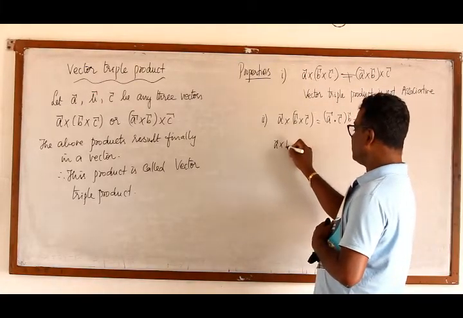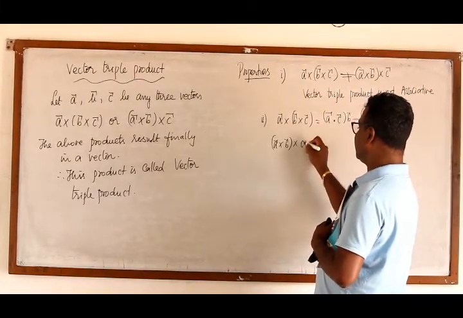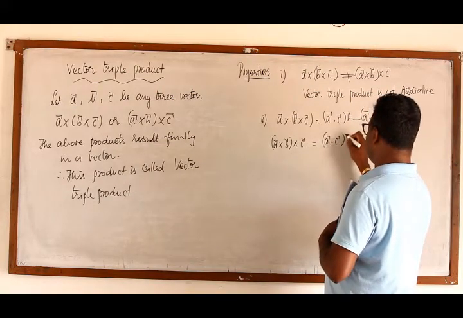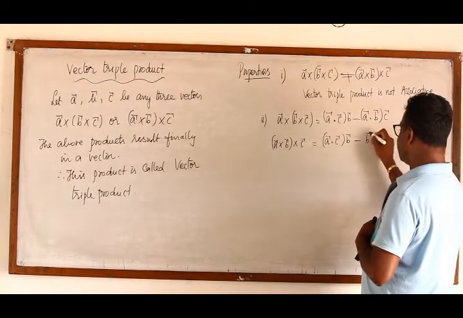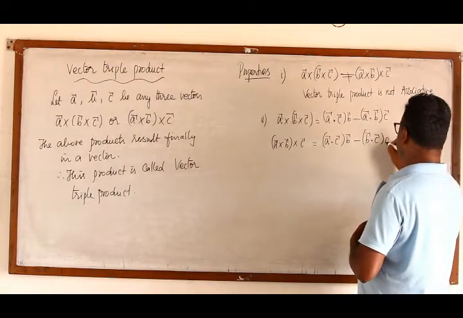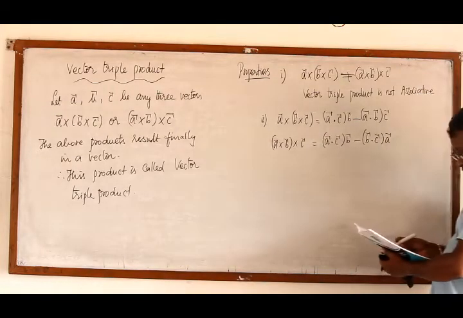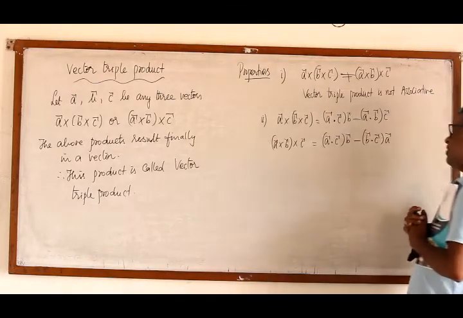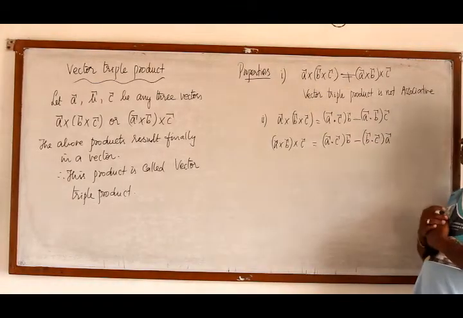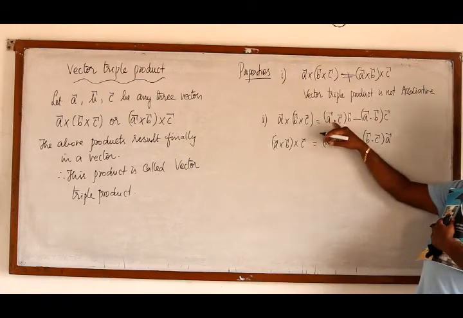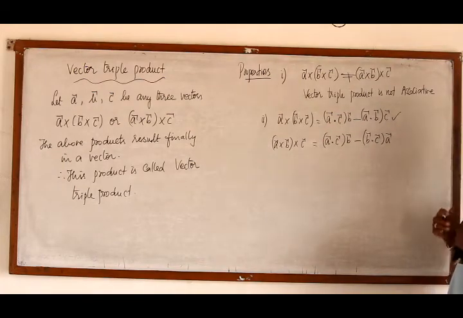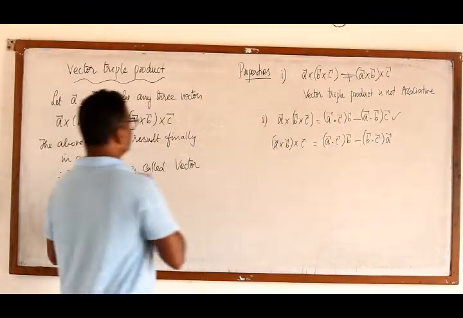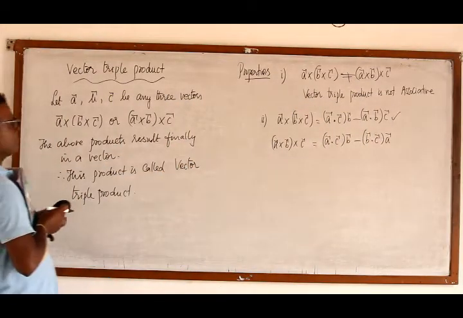Suppose the bracket comes for the first two vectors and then C, then it is written as (A dot C) into B minus (B dot C) into A. These two are theorems, but we are not going to prove them; we have to keep them in mind. Often we will be using these as our formulas. Now we shall use these two properties to do problems.